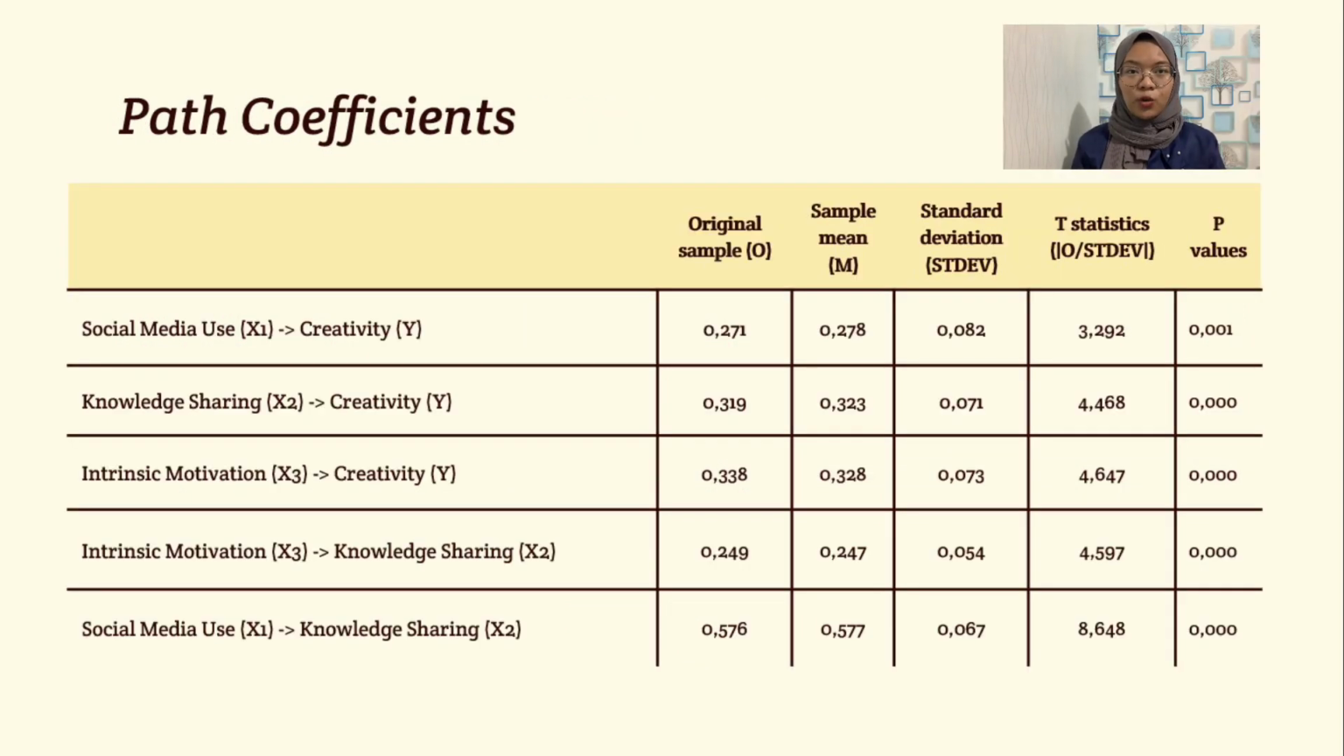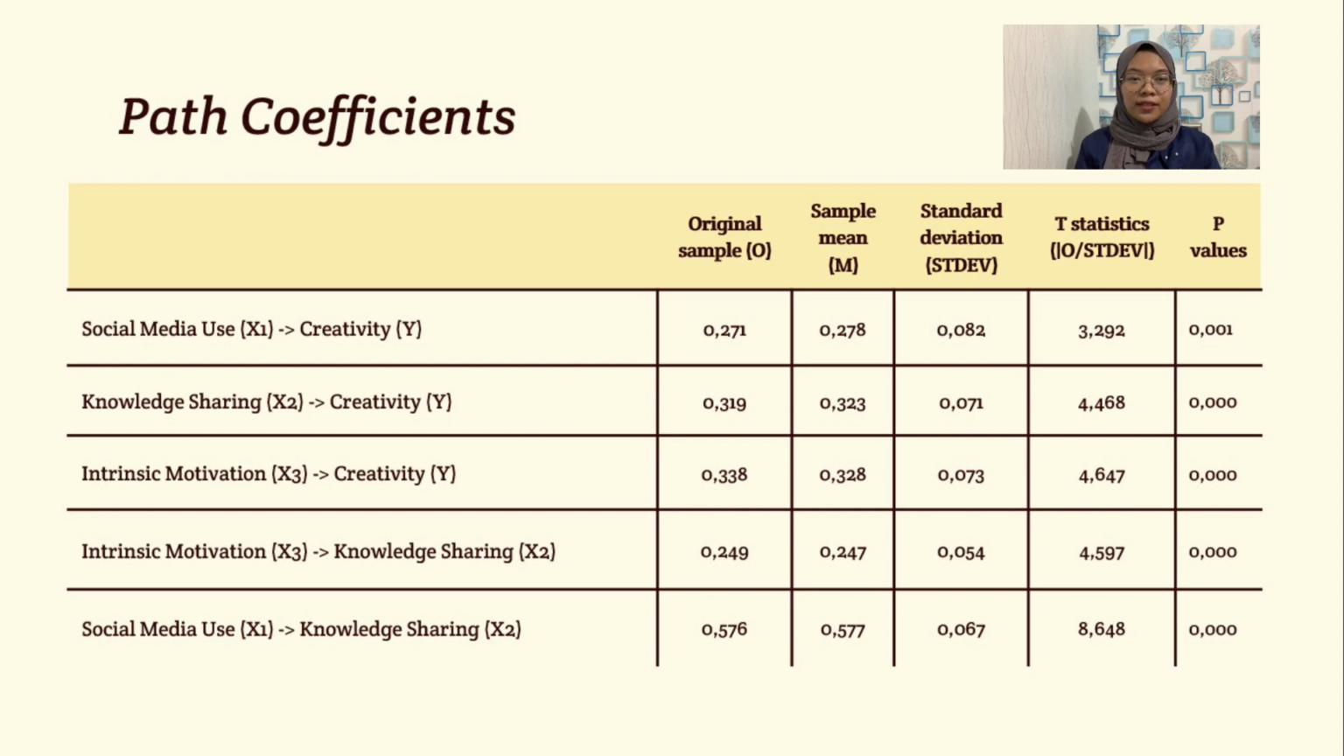Based on the results of the path coefficients test above, it is concluded that the results of testing the direct influence of hypothesis 1 show a t-statistic value of 3.292 greater than 1.96 and a p-value of 0.00 less than 0.05. This proves that the use of social media has a direct and significant effect on creativity. Then, the results of testing the direct effect of hypothesis 2 show a t-statistic value of 4.468 greater than 1.96 and a p-value of 0.000 less than 0.05. This proves that knowledge sharing has a direct and significant effect on creativity.